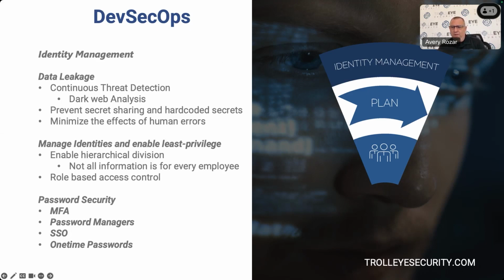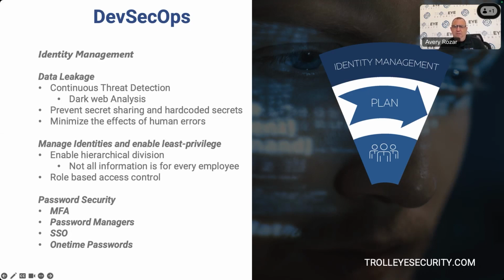You also want to try to prevent secret sharing and hard-coded secrets in the source code using tools like AWS Secrets or Google Secrets. There's a number of different ways to make sure that you don't have secrets hard-coded in the applications and you're just calling that information when you need it in the live application.